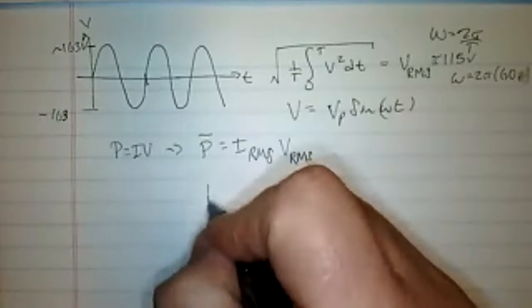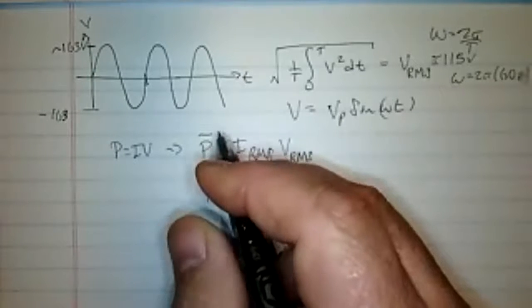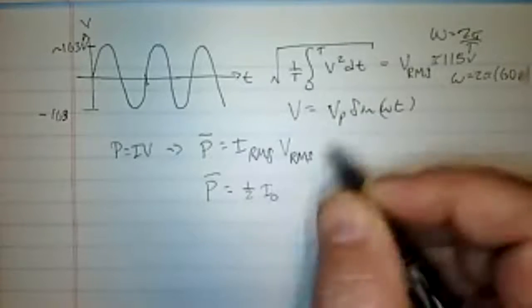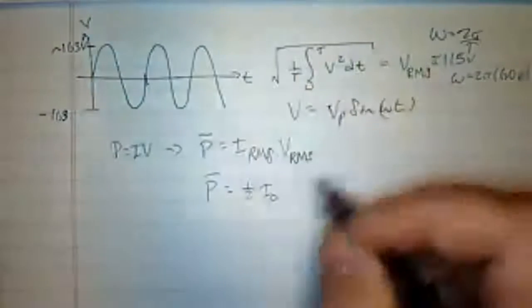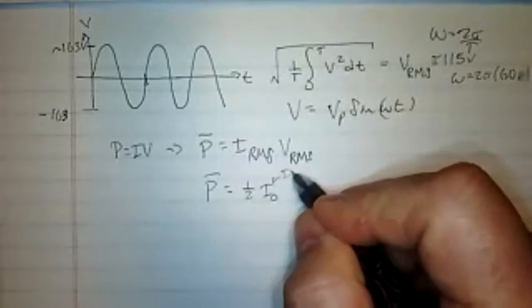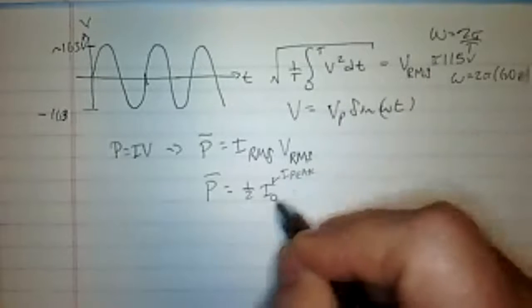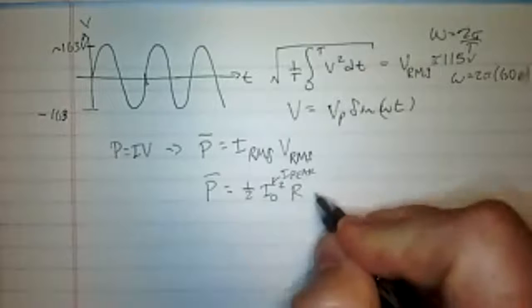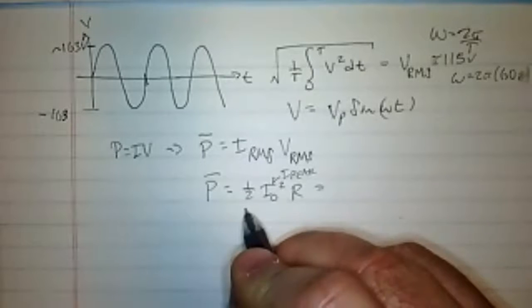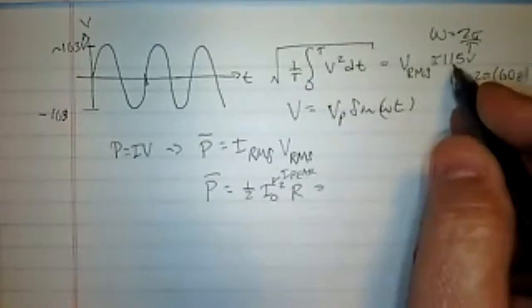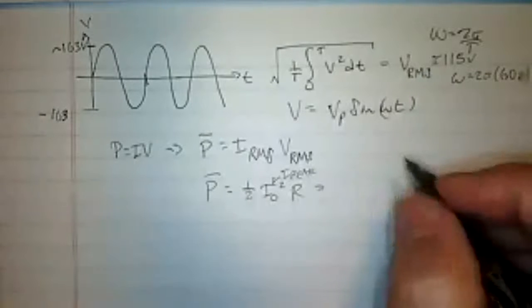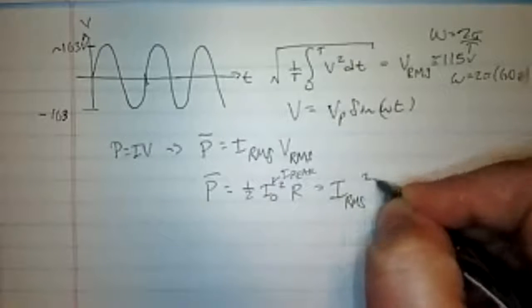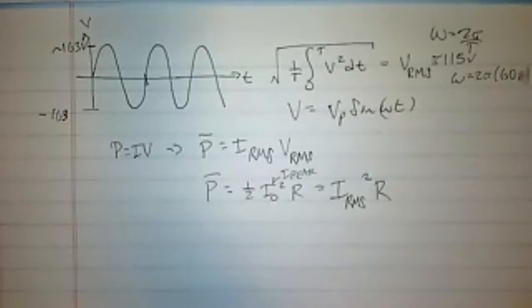You could also say the average power would equal 1/2 I0, which is I peak, squared times R, which you'll recognize, I0 over the square root of 2 is the RMS current. So you'd say, oh, that's just I RMS squared times R.